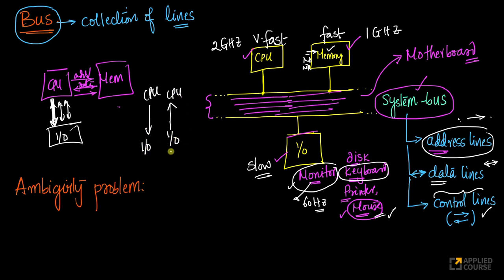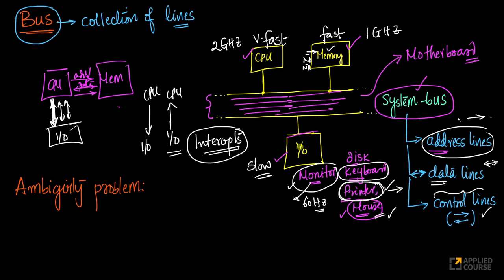Now you might ask, why do I want my control signals to go from I/O to CPU? Because there is a concept called interrupts. We'll learn about this in much more detail later. But what interrupts do is, imagine I have a printer. Let's take this simple example. The printer is printing something, and it runs out of paper. There is no paper in the printer.